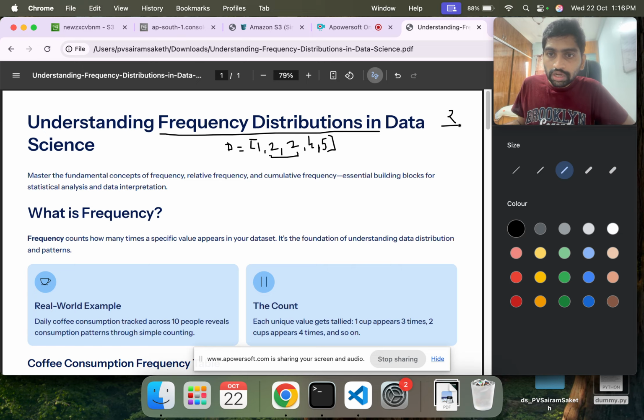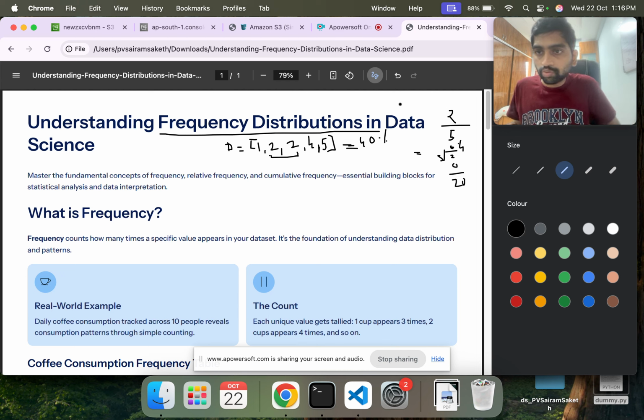So we'll take 2 upon the total, 1, 2, 3, 4, 5. If you calculate 2 upon 5, you will get the value 0.40. So 40% of our data is 2. To understand what percentage of a value is present in the data set, that will be decided by the frequency.